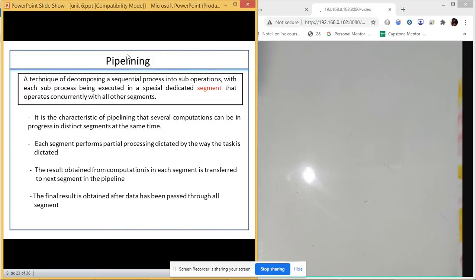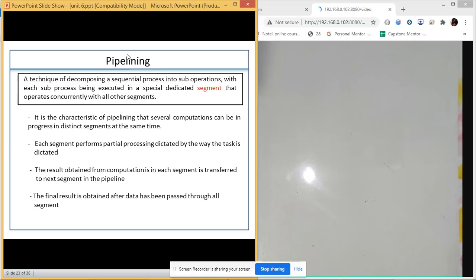Hello everyone. In our last class, we discussed pipelining, that is, how we execute the data by the use of a pipeline. Now we are going to explain the different characteristics of a pipeline and how it works. So what we have in this is that the tasks are divided into partial processing.